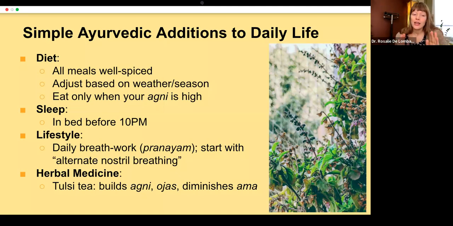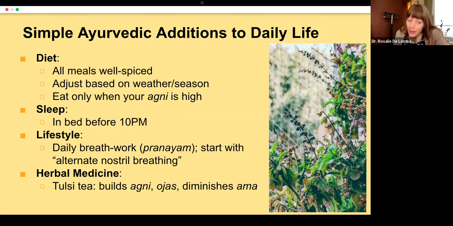So if you go to YouTube, type in alternate nostril breath, there are a billion yogis who walk you through how to do this. But that's just an excellent one to add in right before bed. You can be in bed practicing this breath.